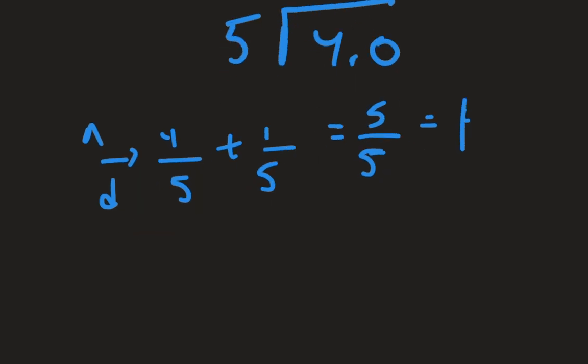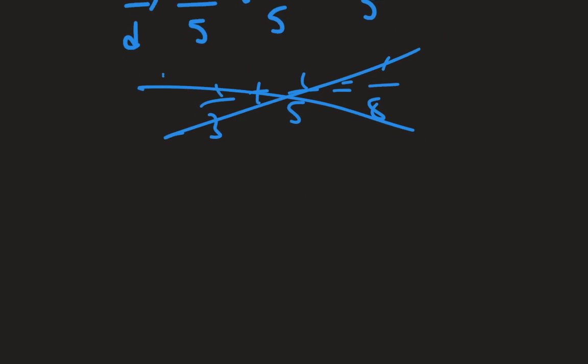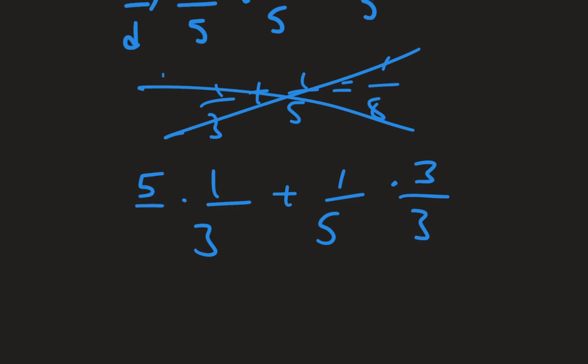Now if the denominators are different, let's say we have 1/3 plus 1/5, what's that equal to? Some people might think it's equal to 1/8, and that is totally wrong. You have to convert them to be the same denominator. So what you do is you multiply by 1, and when you do that, you get a common denominator.